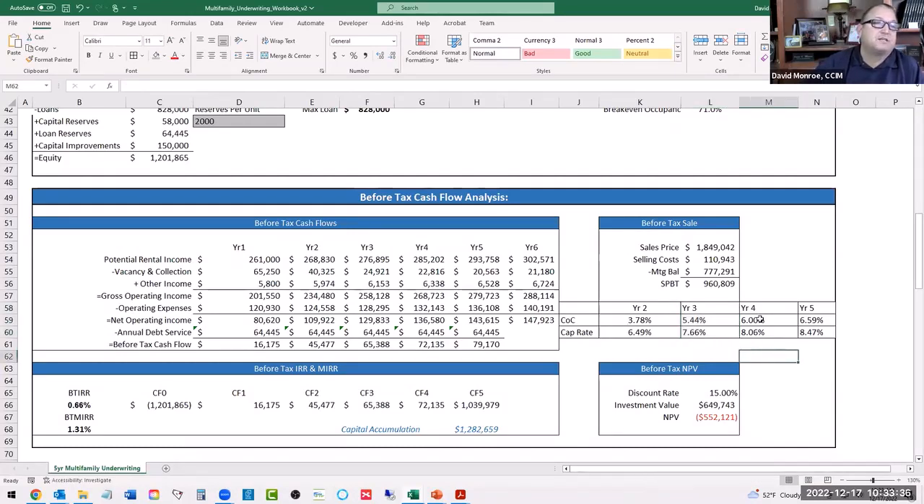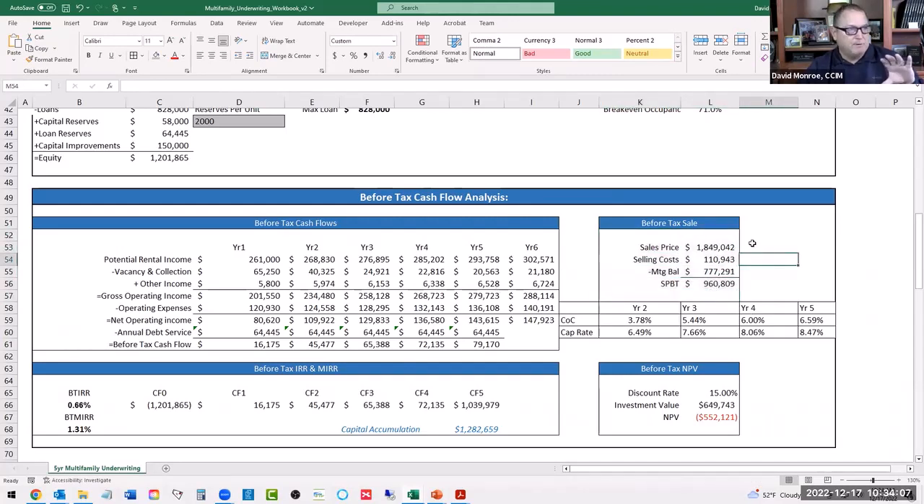Okay, so that's what this information starts to tell us. We can see here that when we go to sell the property, we bought it for $1,695,000, and if we stayed like we're doing, we can only sell it for $1,849,000. We got selling costs of $110,000. We got a mortgage balance of $777,000. So sales proceeds before tax are $968,09. So this gives us good sales data when we go to sell the property in year 5.